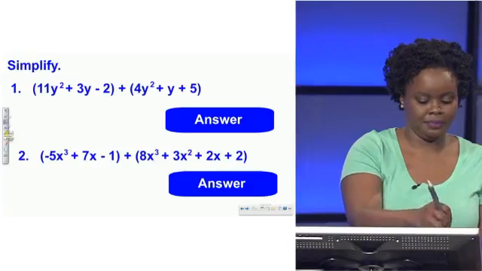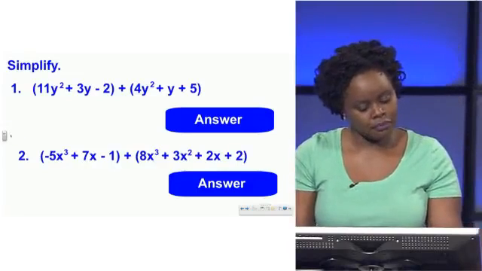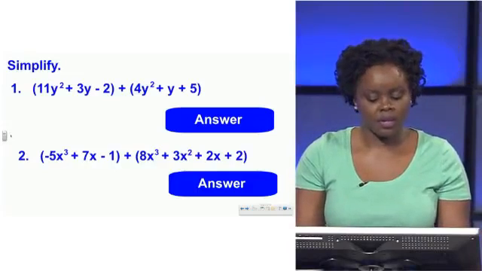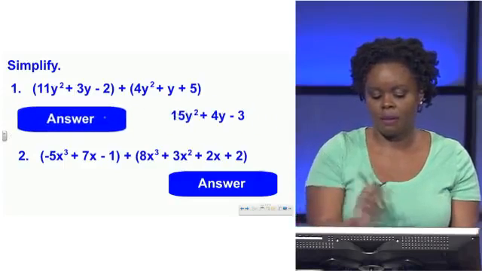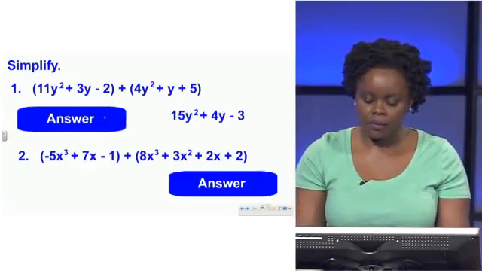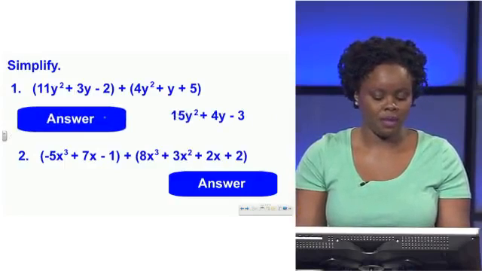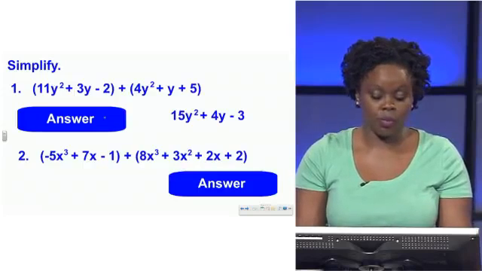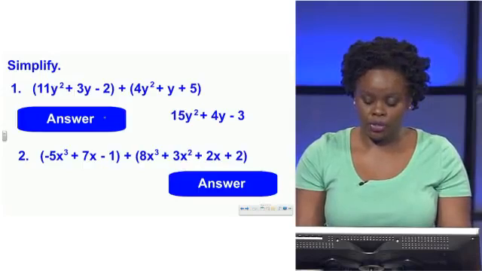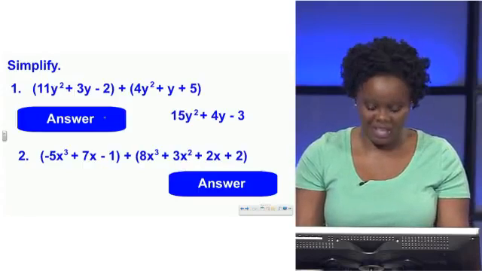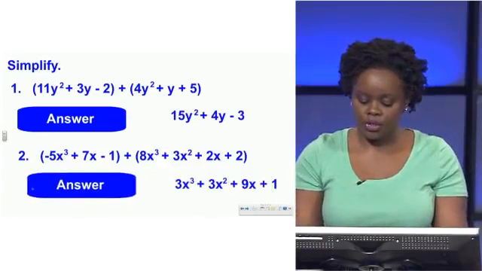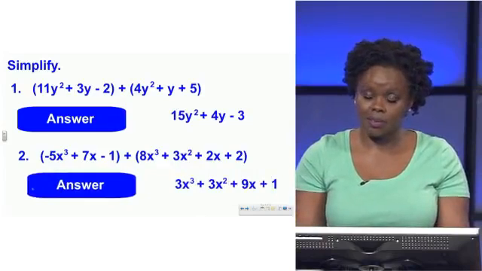All right, you ready to check? Let's check these. All right, so that first one, 11y squared plus 3y minus 2 plus 4y squared plus y plus 5. The answer there, you should have got 15y squared plus 4y minus 3. All right, on the second one, we had negative 5x cubed plus 7x minus 1. And we were adding that to 8x cubed plus 3x squared plus 2x plus 2. And the answer should have got 3x cubed plus 3x squared plus 9x plus 1.